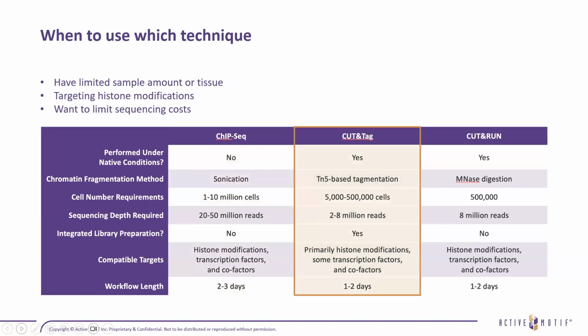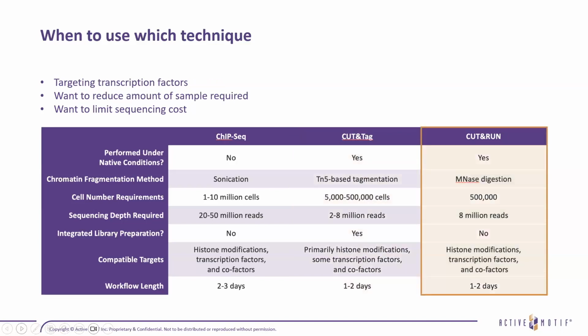In a case where you do have limited sample amount or tissue and you're targeting histone modifications and you want to limit the sequencing costs, CUT&Tag is what you're going to go with. So this is a great assay for targeting histone modifications. It only requires 5,000 to 500,000 cells. So that is much less than what is required for ChIP-Seq, and you only need 2 to 8 million reads. So that is going to be a lower sequencing cost per sample. Another thing to keep in mind with this method is the simplified workflow. So it only takes 1 to 2 days. So if that is something you're looking for, that is another reason to select CUT&Tag.